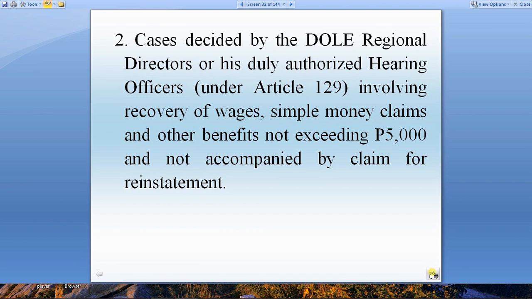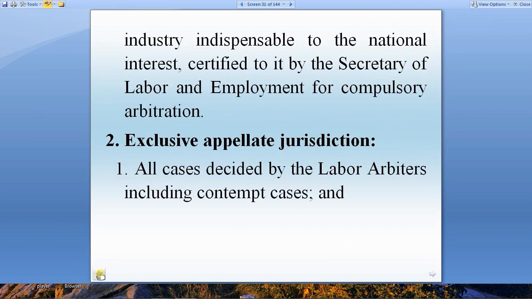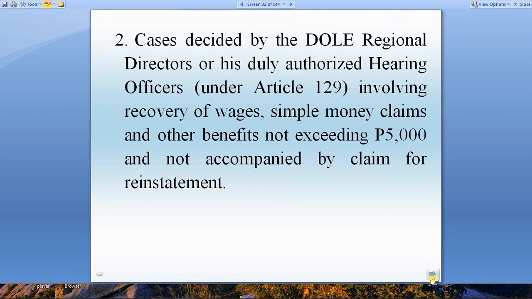So going back, exclusive appellate. So, lahat ng kasong isasampa sa desisyon ng Labor Arbiter, including contempt cases. So, yan. Photographic memory activate. By the DOLE, yan. For reinstatement.